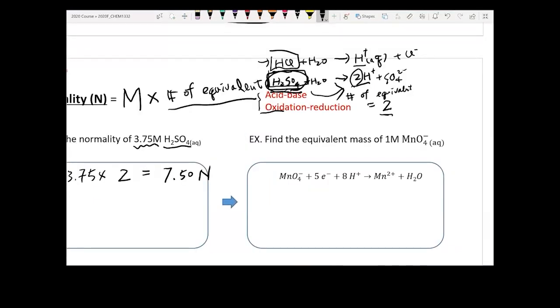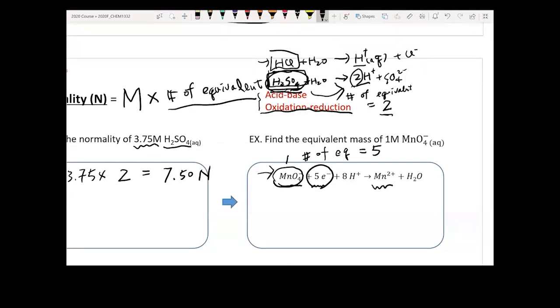Another situation is oxidation-reduction reactions. Here I give you one example. For oxidation-reduction, if they want you to calculate the number of equivalents, they will give you the equation. You can see MnO4 minus interacts with 5 electrons to produce one manganese 2 plus. That means one of these is going to consume 5 electrons. In this case, your number of equivalents is equal to 5.